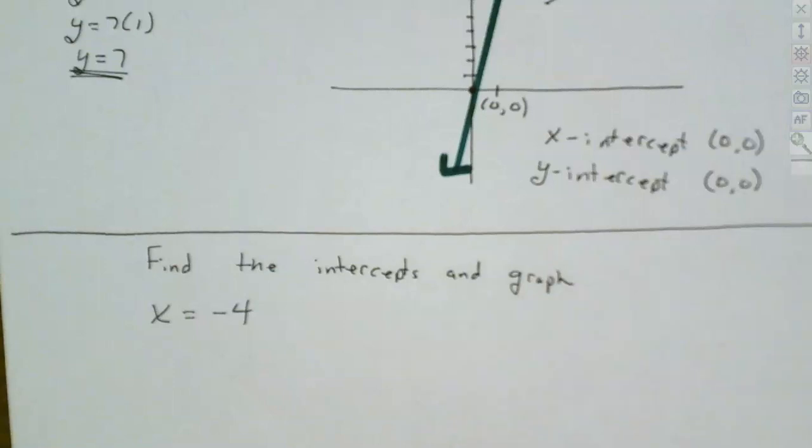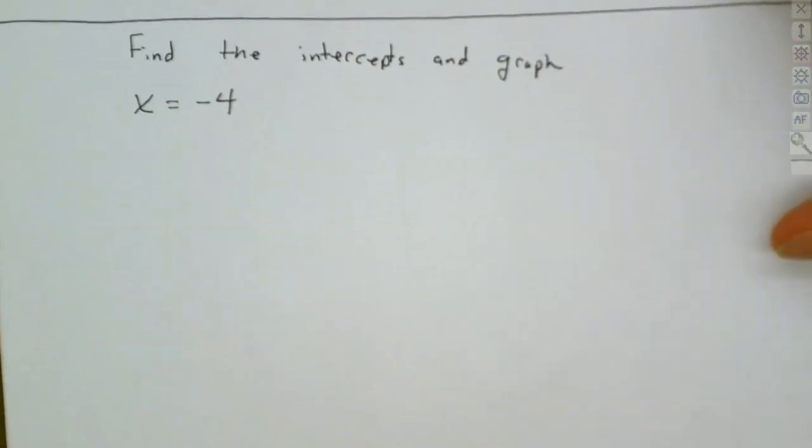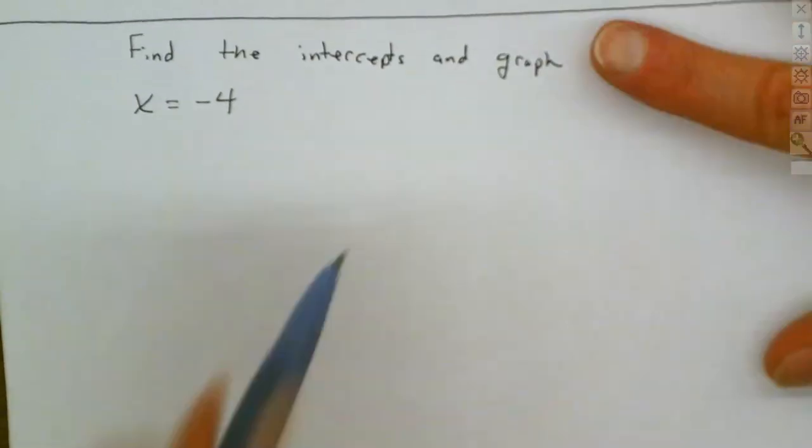What's different about this one versus the last ones that we've done? Okay, on the others that we've done, we had an x and a y both, right? But this one only has an x. So it only has an x equals negative 4. So we need to first figure out what this would look like. We can graph this one by itself.